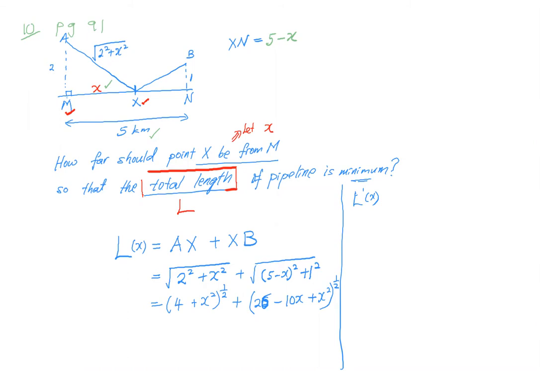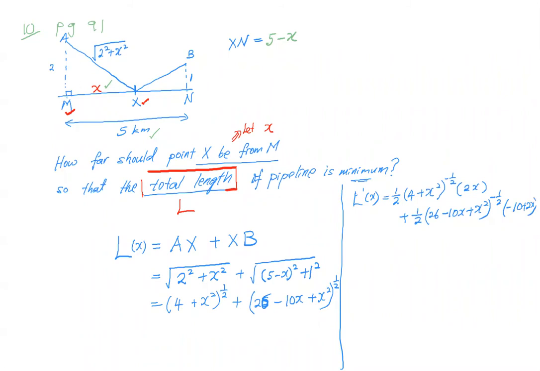Yes. Okay, let me repeat for you. Bring down the power, copy down the whole thing. Power take away 1. Times by the derivative of the inside. Plus, bring down the power, copy down the whole thing. Negative 10 plus 2x.